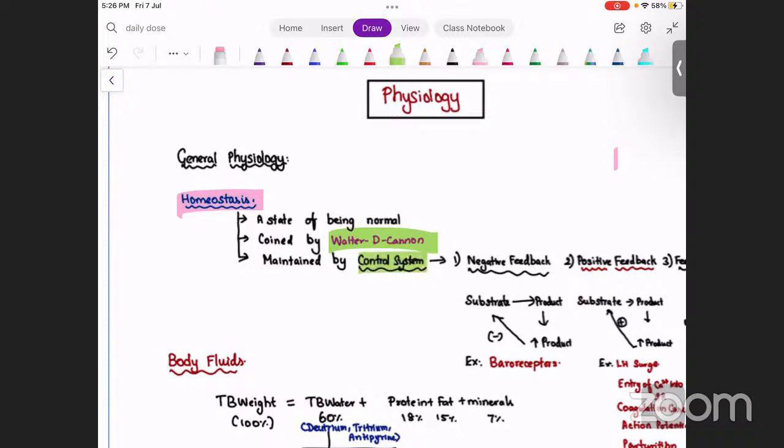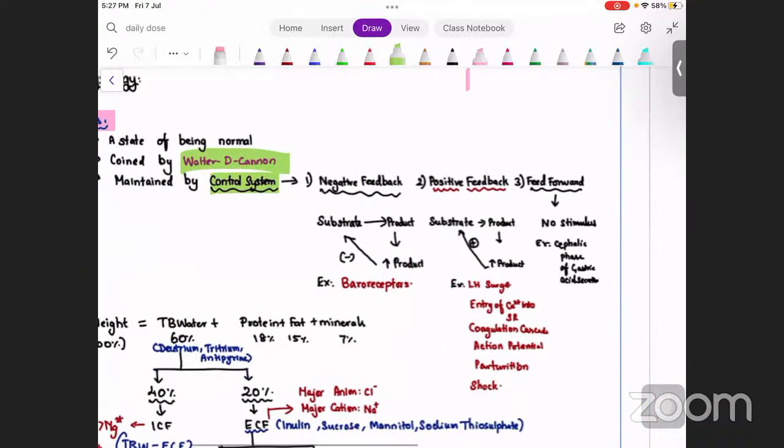And the maintenance of being a normal individual is done by control systems in our human body, people. What are the control systems? We have three types: negative feedback, positive feedback, and the feed forward control system. So how many? Negative, positive, and feed forward. What is negative feedback? You already know that a substrate forms a product and the raised product will inhibit the substrate. Yes or no? One such classical example is your baroreceptor.